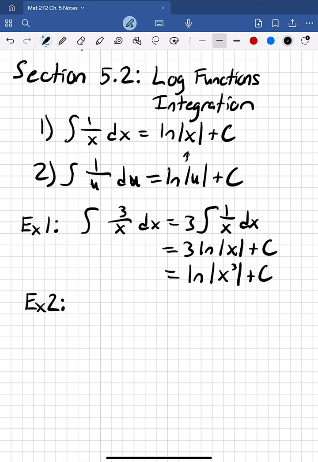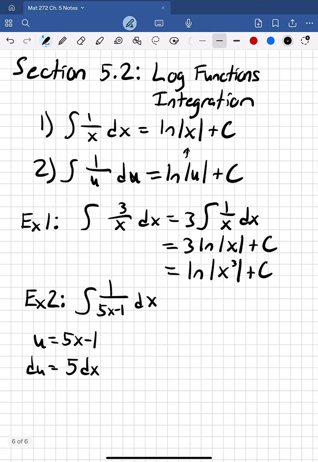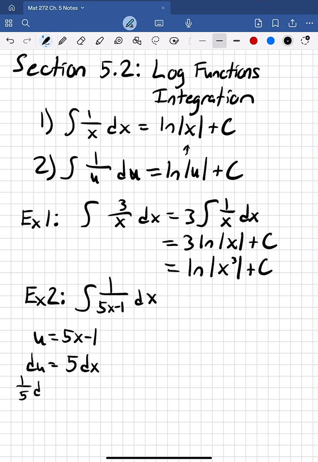All right. So now let's do another example. Let's say that we have the integral of 1 over 5x minus 1 dx. This would be a time that we would need to use u-du substitution. So let's choose our u to be 5x minus 1. Then that makes du be 5 dx. I don't have a 5 that I can replace, so I'm going to divide the 5 over and say that 1/5 du is equal to dx.